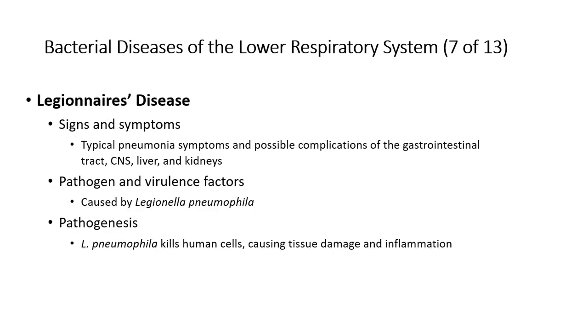All right, then I do want to mention Legionella pneumophila again. In that last lecture, these are typical pneumonia symptoms, with complications in the gastrointestinal tract, central nervous system, liver, and kidneys. Legionella pneumophila kills the human cells and gets into the tissue. This is the one I talked about before with the American Legion veterans in Philadelphia.